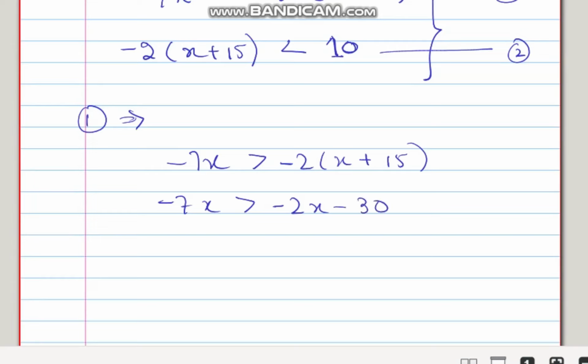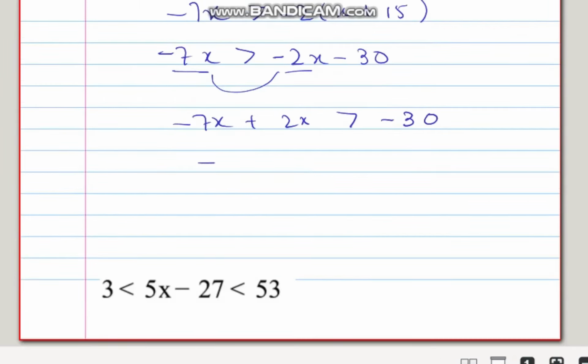Now bring the variables of the same variable together. Bring the coefficients of the same variable together. So this minus 2 will move to this side, and it will become plus 2. Minus 7x plus 2x greater than minus 30. So what will be the solution? It will become minus 5x greater than minus 30.